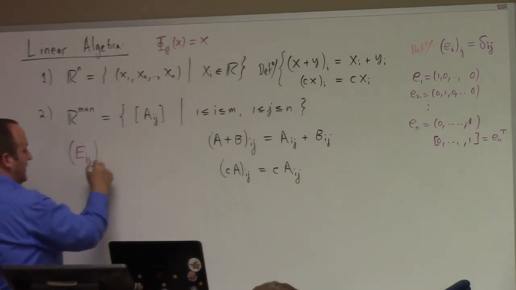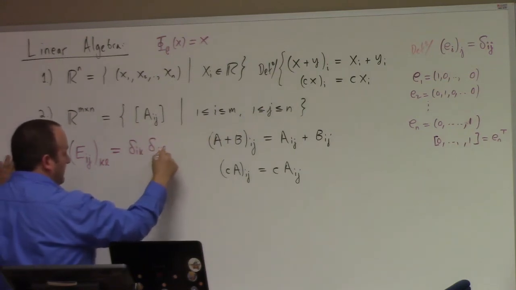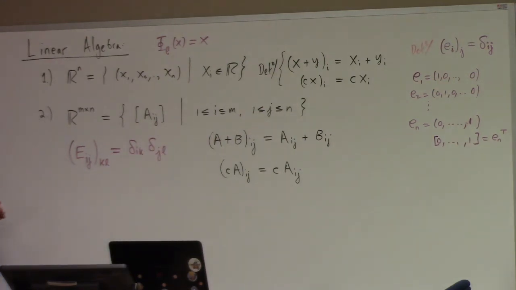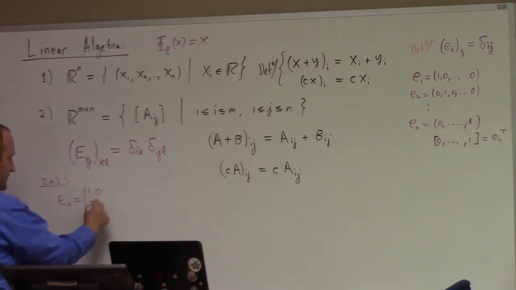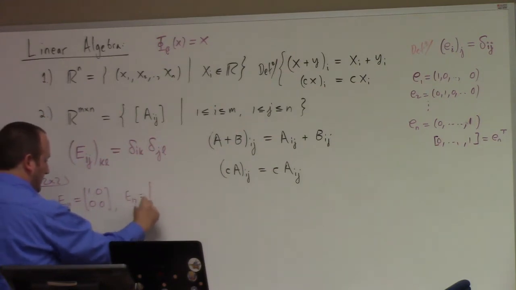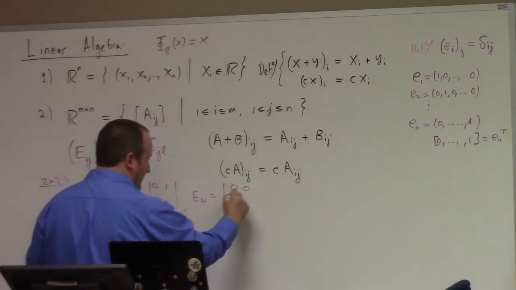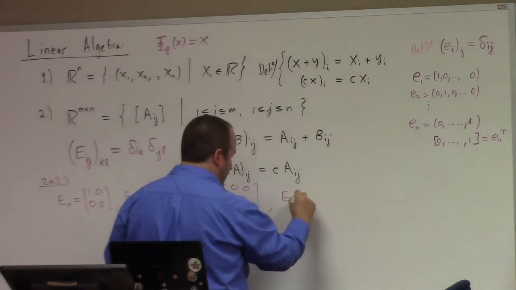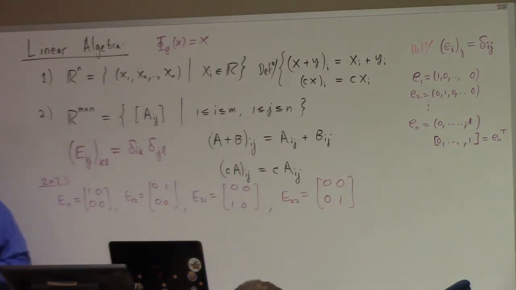E_ij,kl, we're going to define to be Kronecker delta ik, Kronecker delta jl. These are the so-called matrix units. For example, let me just do the 2 by 2 case. You have E11, which is 1, 0, 0, 0, E12, which is 0, 1, 0, 0, E21, which is 0, 0, 1, 0, and E22, which is 0, 0, 0, 1.